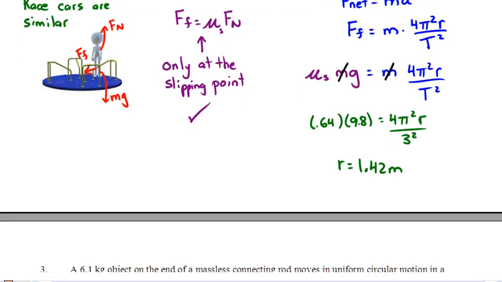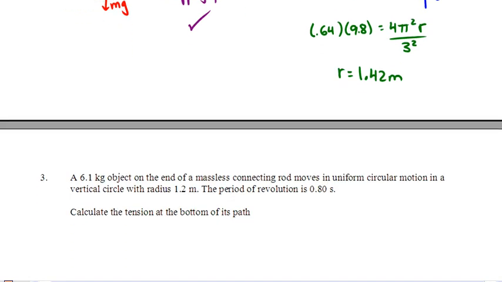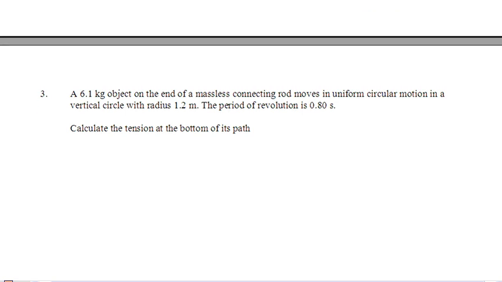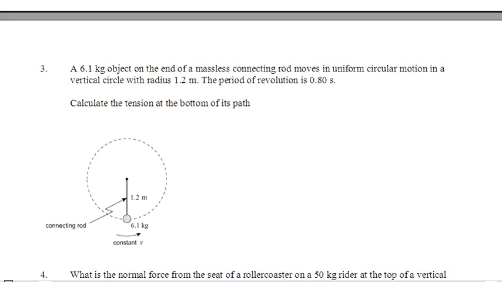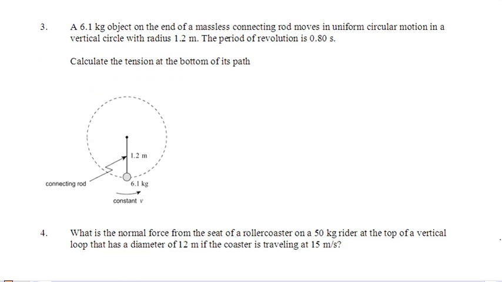All right, next one. Getting a little more interesting here now. We're going to go with a vertical circle. We've got a 6.1 kilogram object on the end of a connecting rod. The connecting rod doesn't have any mass, so you don't have to worry about that. And it's spinning around in uniform circular motion, so it's going at a nice, steady pace. Period of 0.8 seconds. That's how long it takes to go around. And you're asked to try to find the tension at the bottom.